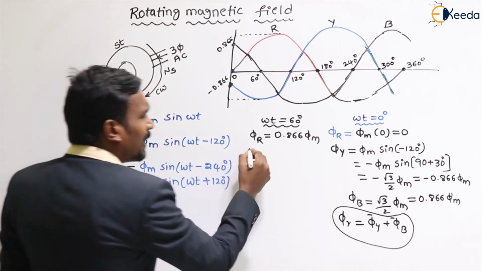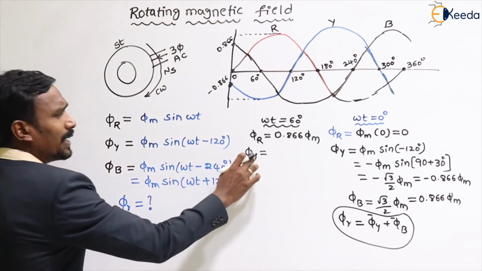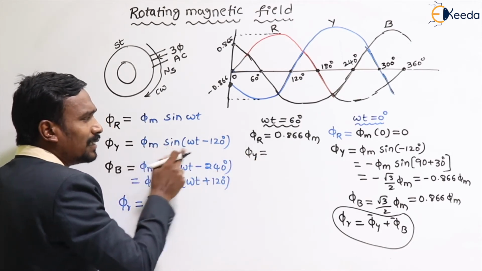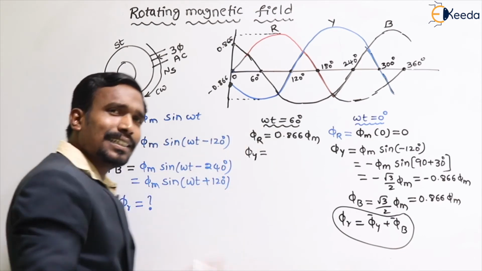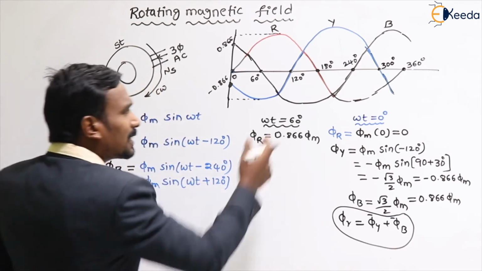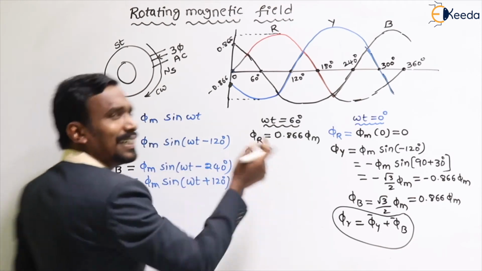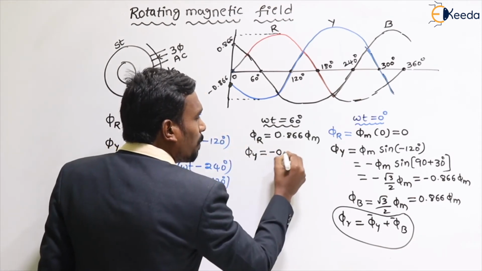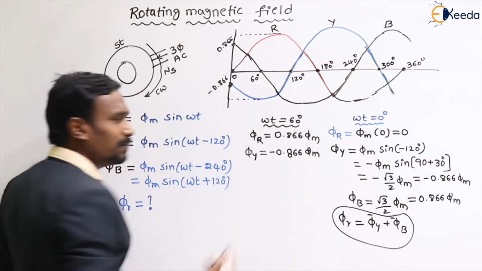What about the Y phase? The Y phase is also very simple. Have a look here: phi m sine (60 minus 120). 60 minus 120 is minus 60. If it is plus 60, this is the value. If it is minus 60, it is minus 0.866 times phi m.